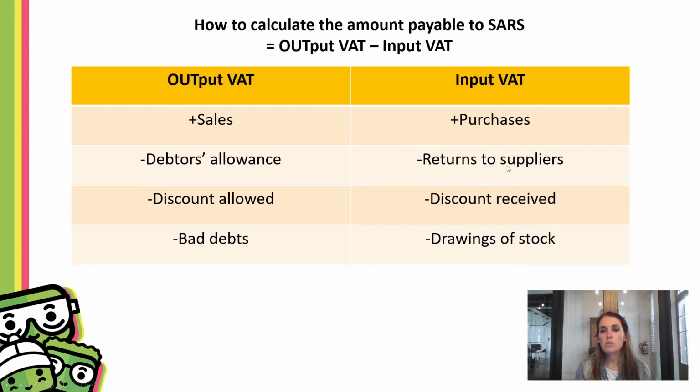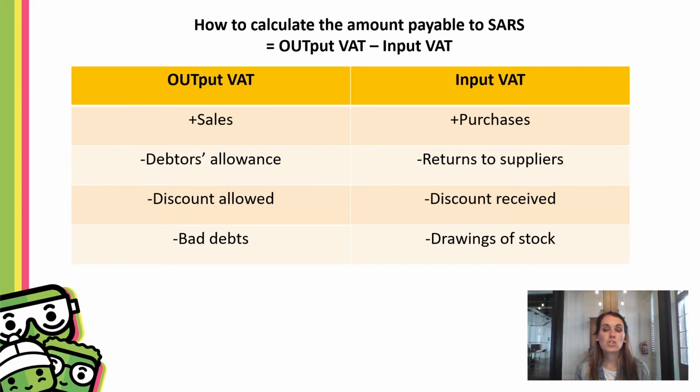So if I'm returning to a creditor, the purchase amount will decrease. Therefore, the VAT amount needs to decrease. My debt will decrease when I receive discount. Therefore, the VAT amount that I can claim back will decrease. And then drawings of stock is the last one. Purchases is when I buy, so the stock came into my business and I can now use it to make money. I claim VAT on that.